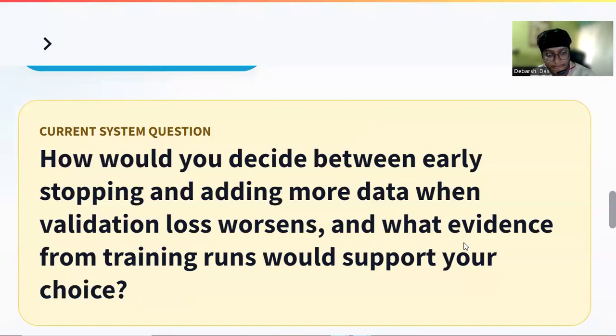Adding more data when validation loss worsens. If I see that validation loss is worsening, then that's definitely an issue of overfitting, and then I would go for a different regularization technique. I would choose a different algorithm for the model to be able to predict, and then I would run the same data set and see if that issue is recurring or not.